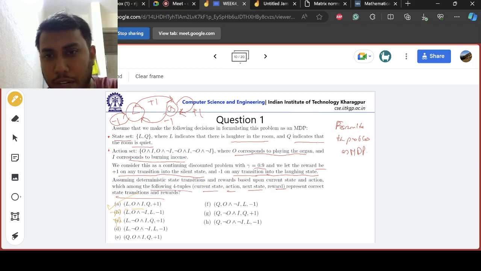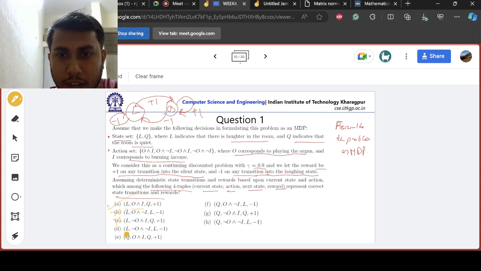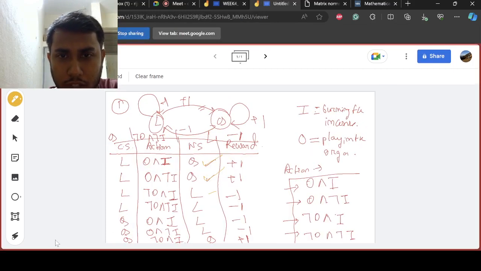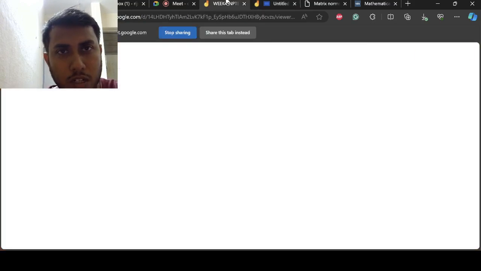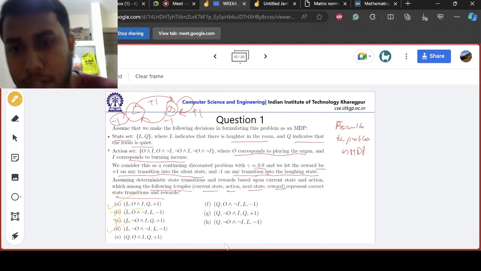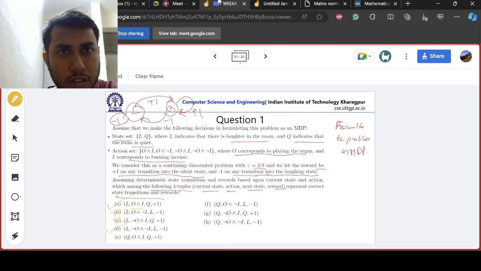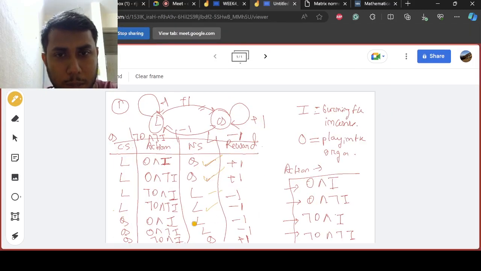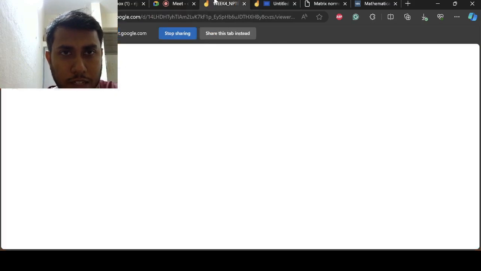Now let's consider option D. Current state is L. Action is not O, not I. Okay, so this one is talking about that, and the next state is L and the reward is -1. So let's come here. Next state is L and reward is -1. Correct. Next look at state Q, O and I. The answer is L, -1, and let's check if it is correct or not.